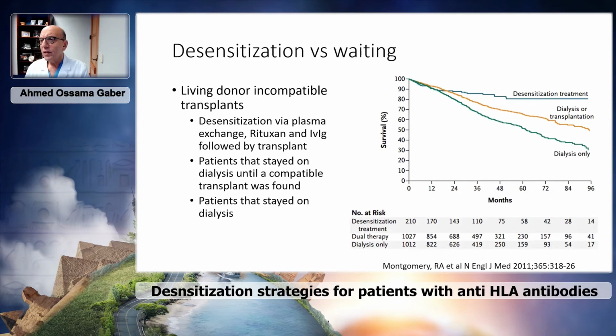Now, we know about these living donor incompatible transplants. This is a paper we published with Montgomery many years ago. We looked at living donors that are incompatible, that we desensitized with plasmapheresis, IVIG, and rituximab, and compared them to the patients who stayed on dialysis, then had a transplant, and the patients who stayed on dialysis forever. And you can see that even though you get an early rate of rejection of the transplants after a desensitization protocol, in the long term, people who got desensitization fare better than people who stay on dialysis in terms of mortality.